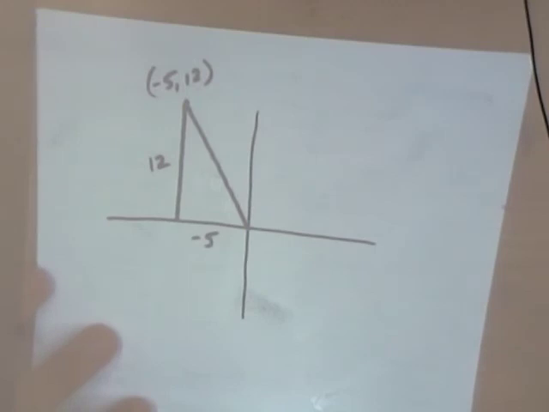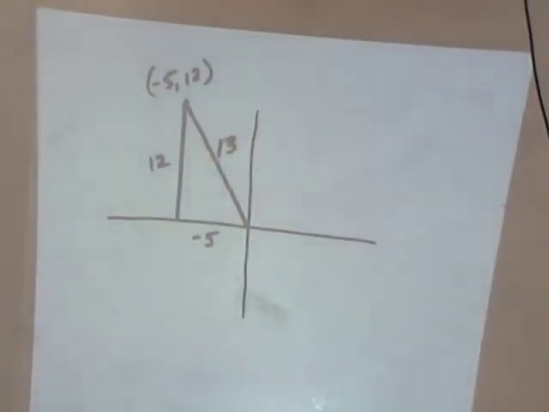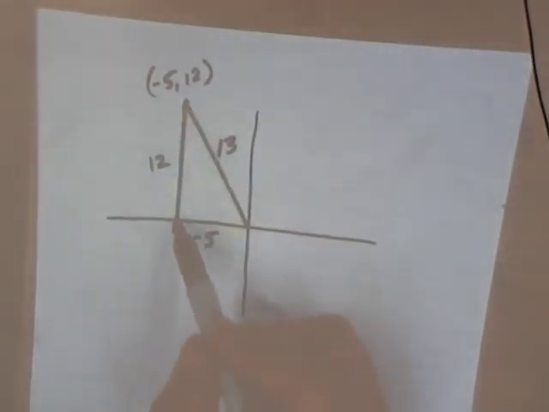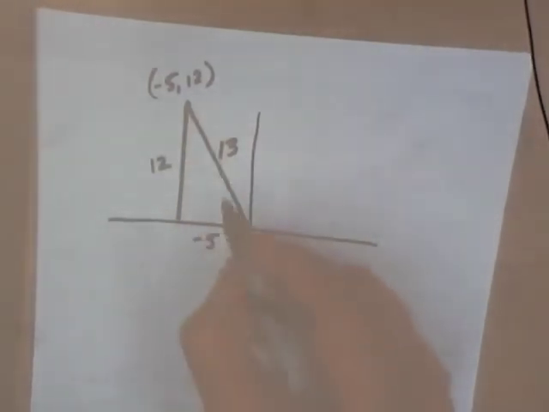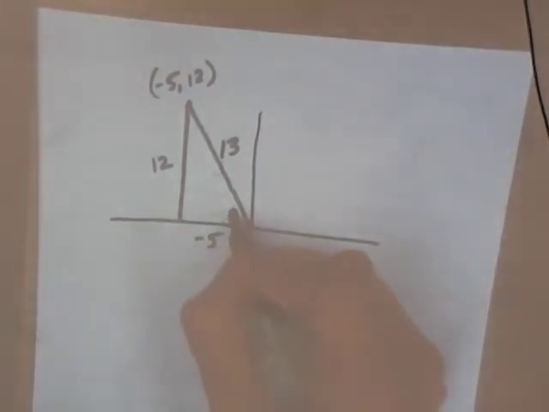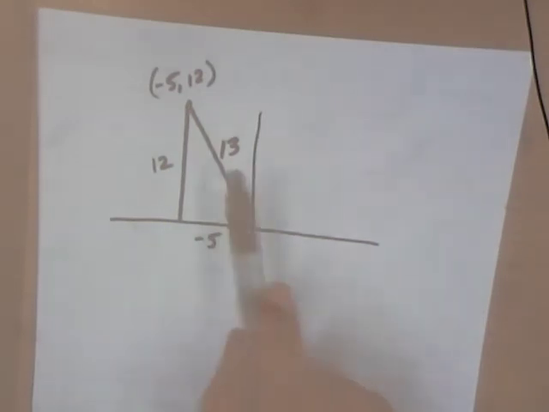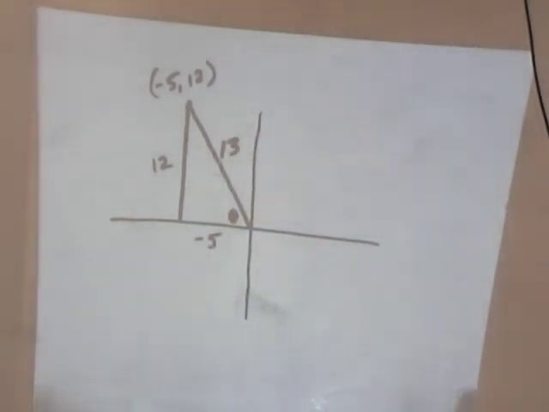Who knows the hypotenuse? 13. 13, right? If you didn't, you could do the Pythagorean theorem. From the point, go directly to the origin and x-axis. It's this angle here you're looking for. That's the terminal side. Go directly to the x-axis, and that's the angle they're always talking about. If you didn't know 5, 12, 13 is a Pythagorean triple, you'd have to do the Pythagorean formula, and you'll get the square root of 169, which is 13.